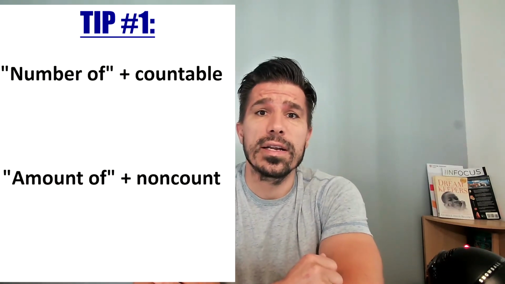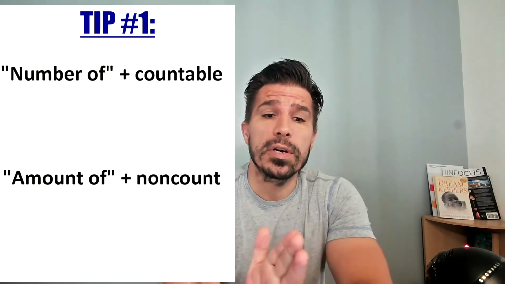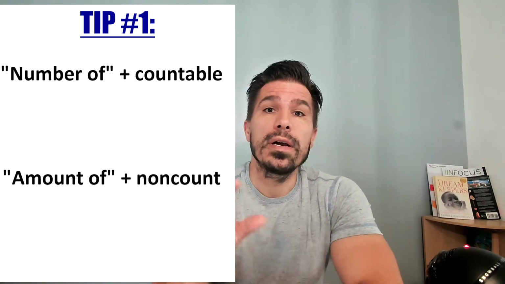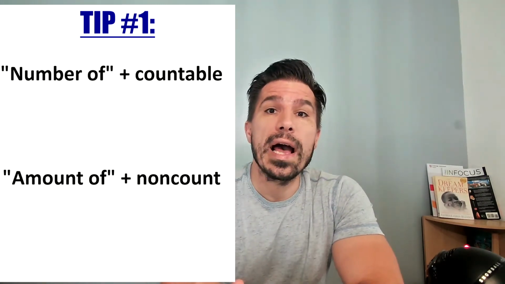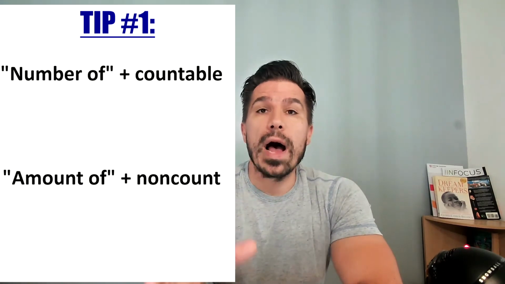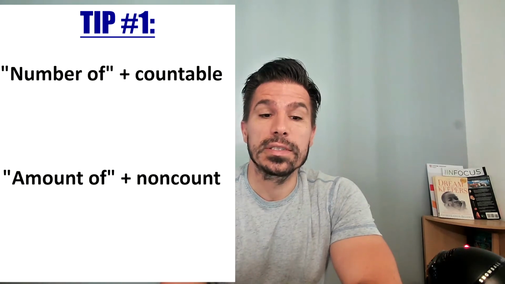Let's get started. Okay, tip number 1. The differences between number and amount. Remember that number of is followed by a plural noun, something countable, while amount of is followed by non-countable nouns.